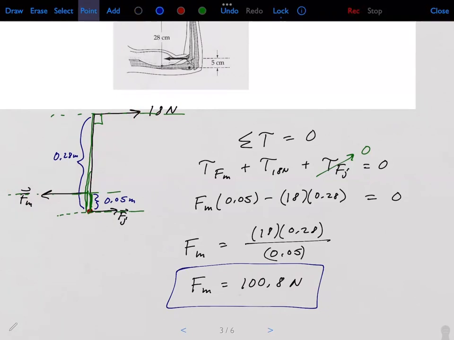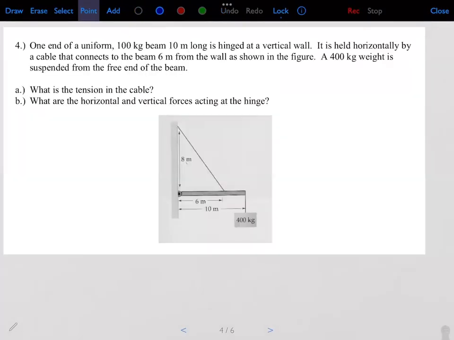All right, next question. In this question, you're told one end of a uniform 100-kilogram beam, 10 meters long, is hinged at a vertical wall. It's held horizontally by a cable that connects to the beam 6 meters from the wall, as shown in the figure. So it's 6 meters from the wall that it connects, and it's 8 meters up the wall that it connects.